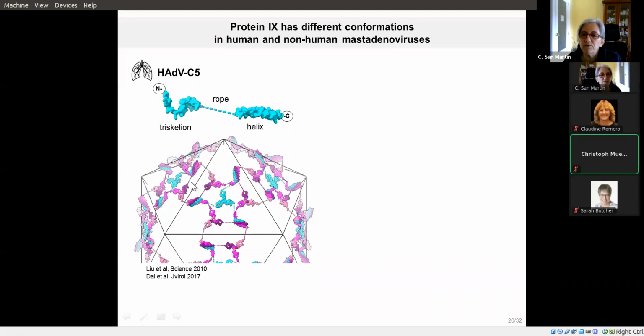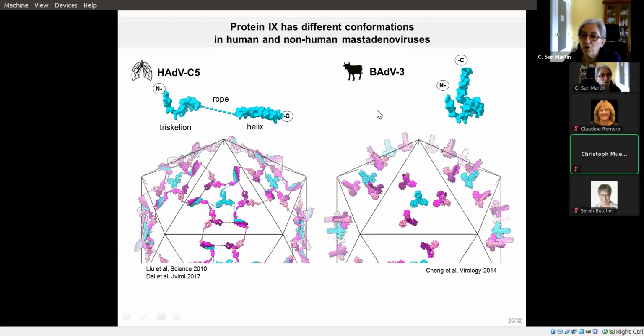This is human adenovirus. It turns out that in non-human adenoviruses, the rope domain is much shorter. And the alpha helix is directly next to the triskelion domain. And so now we have a 3 helix cluster located directly above the triskelion. So there are different conformations in human and non-human mast adenoviruses for protein 9.